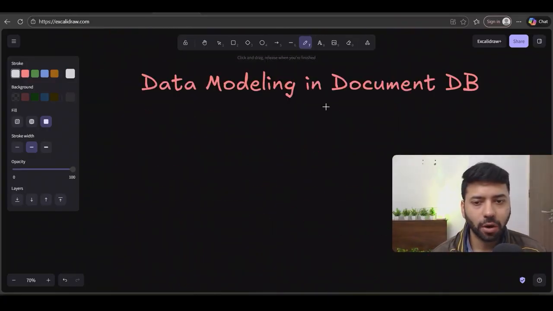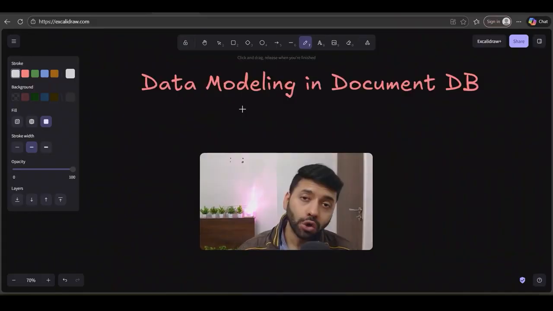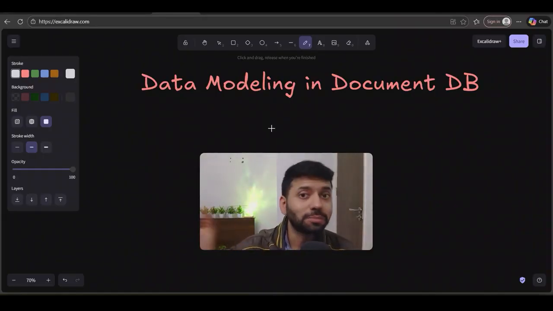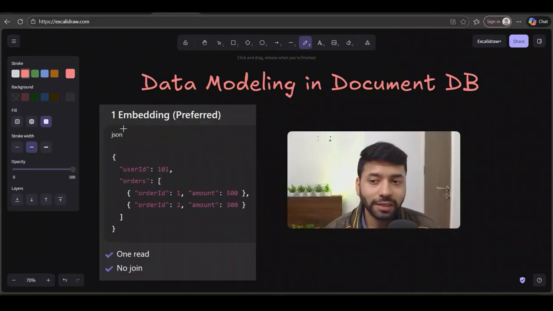Alright, next let's discuss data modeling in document DB, which means how you want to store the data so that it's efficient while reading. The golden rule for this is to model data based on the access patterns, which means depending on the pattern in which you access the data, you should model it accordingly. Let's try to understand this with a couple of ways of data modeling. The first way of data modeling is embedding, which is the preferred way.